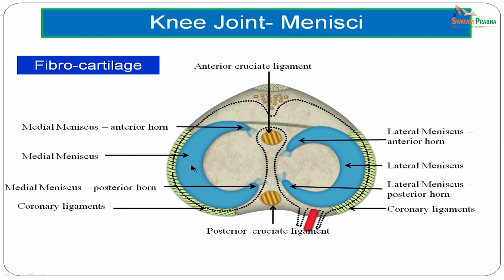Now, if you look closely, the menisci are attached to the tibial condyles by small ligaments which are called the coronary ligaments. The coronary ligaments connect the lateral aspects of both the menisci to the tibial condyles as well as to the fibrous capsule.